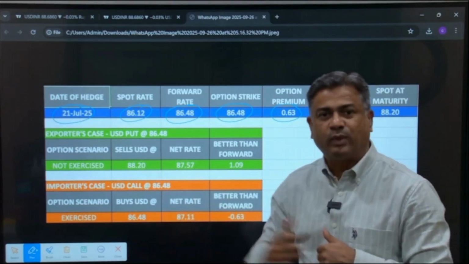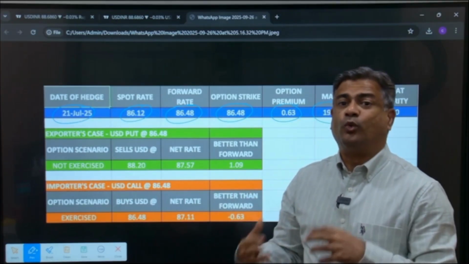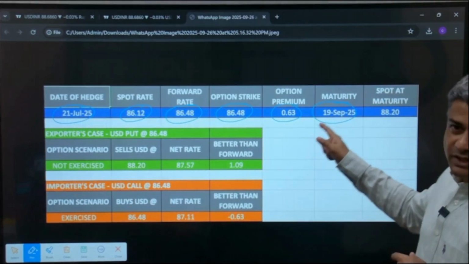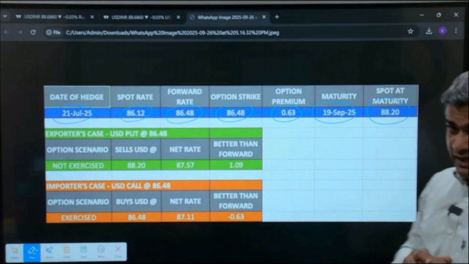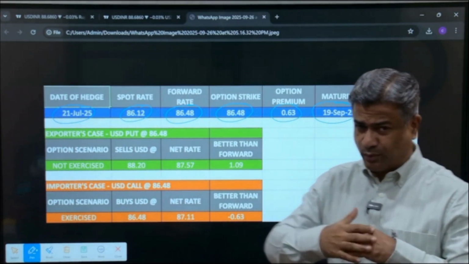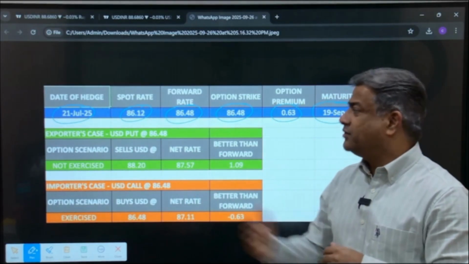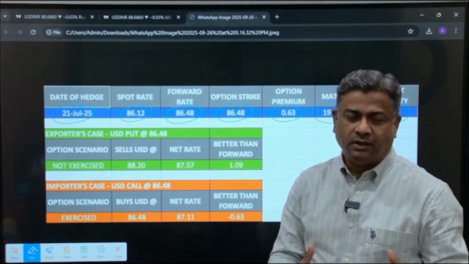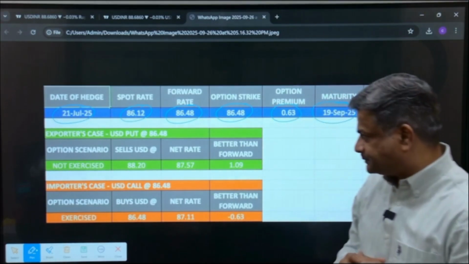I'll take their case one by one. I want to evaluate how that option would have worked in the current scenario till the 19th of September, when the rate at maturity was 88.20. The rupee had weakened substantially. So in this scenario, if I would have done the option, how would it work in such a volatile scenario? So let's look at it one by one.